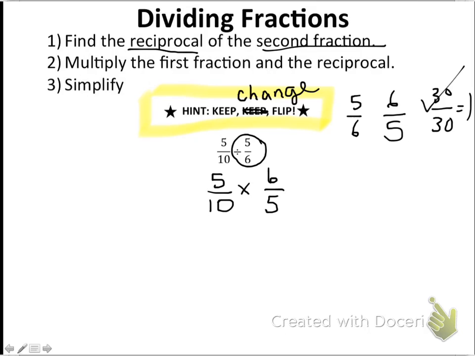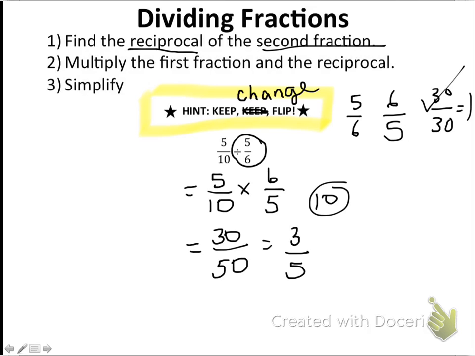So we have 5/10, which is the same, times 6/5. Well, awesome, we know how to do this. We did this a few days ago. 5 times 6 is 30, and 10 times 5 is 50. Now we need to simplify. The common factor of 30 and 50 is 10. So I'm going to divide 30 by 10. 10 goes into 30 3 times, and 10 goes into 50 5 times. So our answer to this division problem is 3/5.